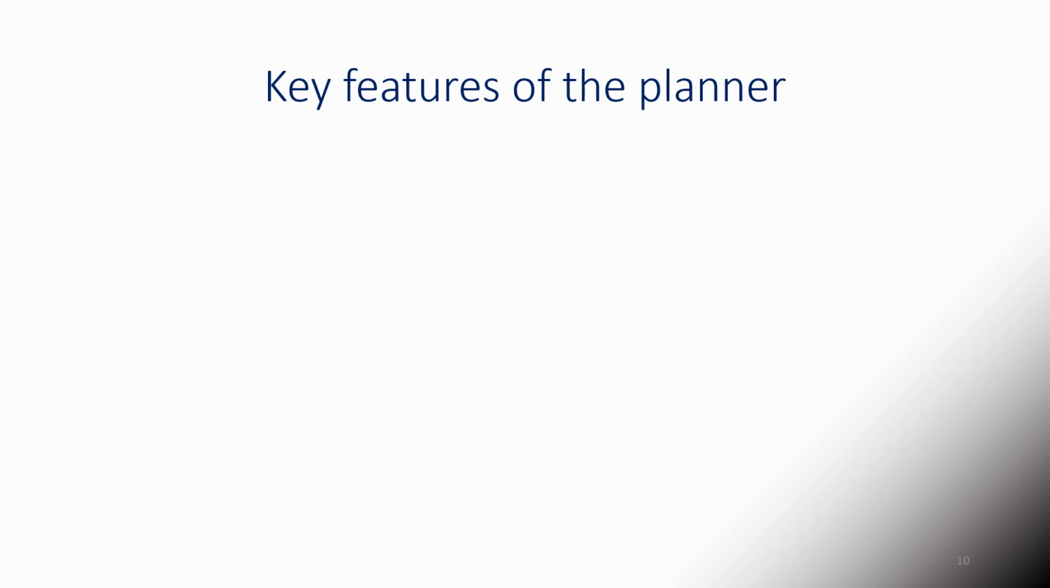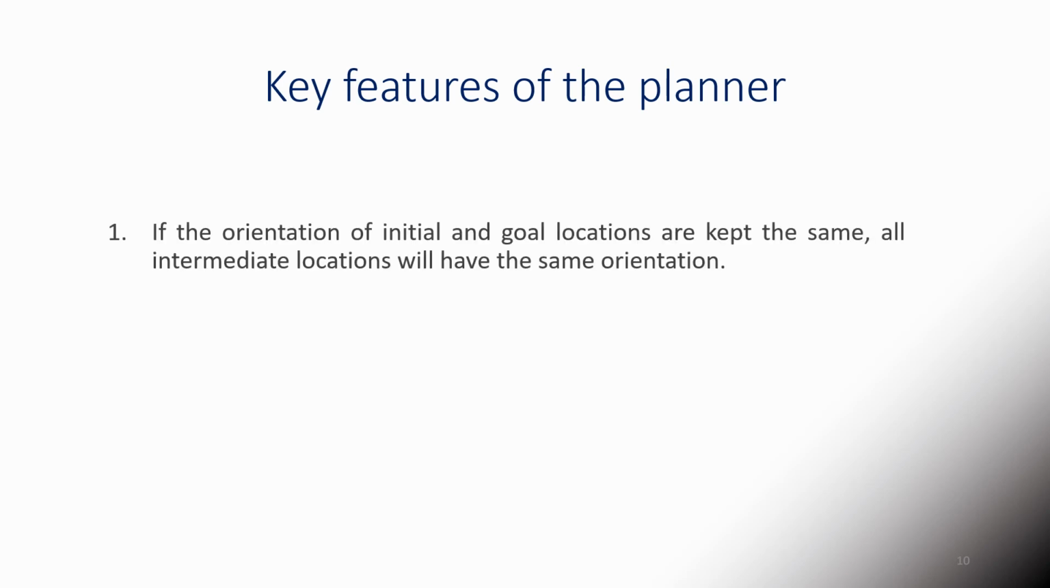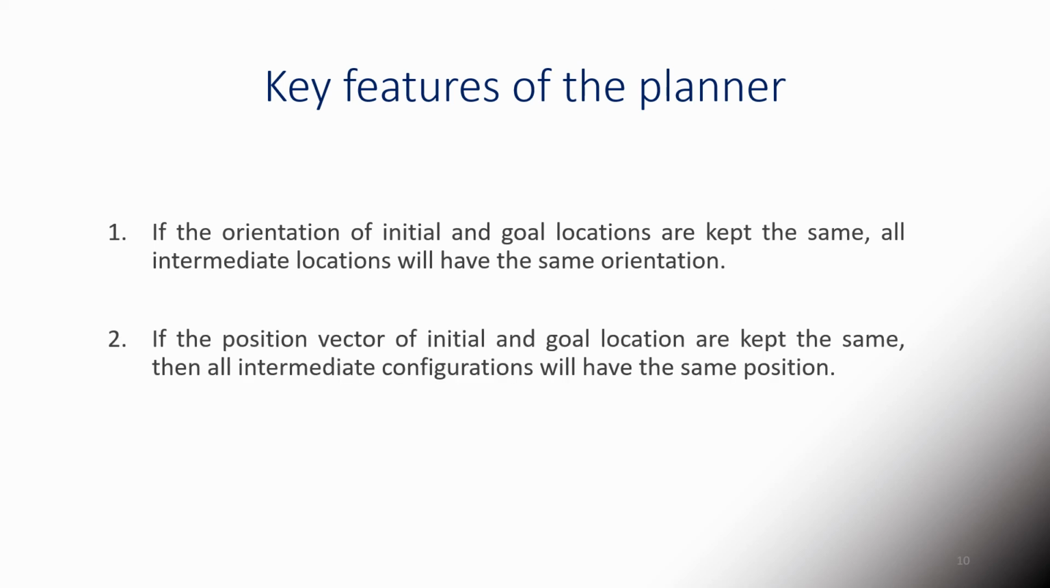The two key features of the proposed planner are, firstly, if the orientation of the initial and goal locations are kept the same, all intermediate locations will have the same orientation. Please see lemma 1 and the corresponding proof given in the paper. Secondly, if the position vector of the initial and goal locations are kept the same, then all intermediate configurations will have the same position. This fact is presented as lemma 2 in the paper along with the proof.